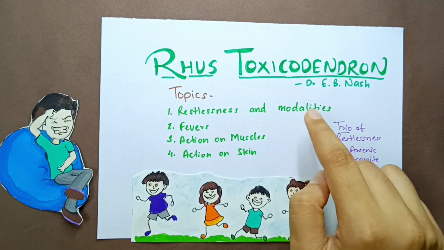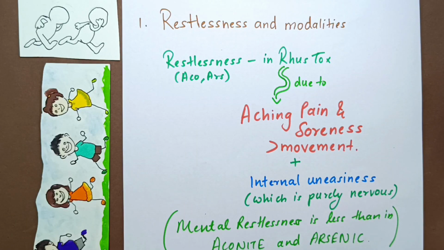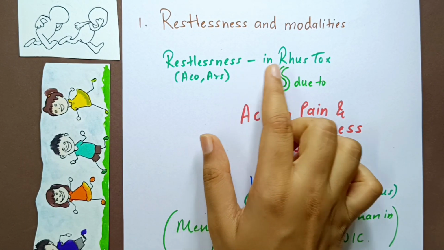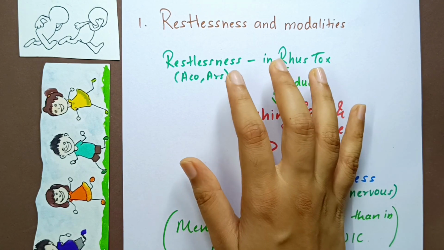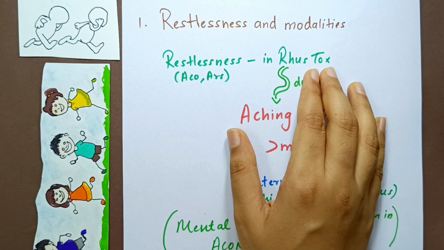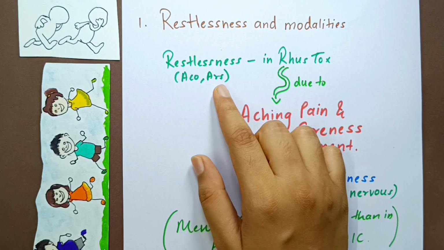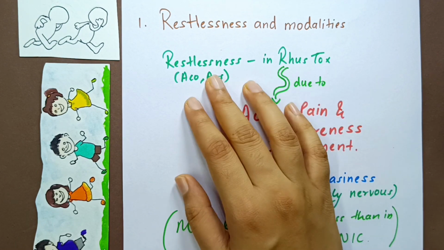Modalities is something that Dr. Nash always focuses on. So let's start with it. As he talks about this, first he mentions that restlessness in Rhus Tox is due to... he tells us the cause of the restlessness that Rhus Tox feels. Aconite and arsenic also have restlessness, and Rhus Tox also has. That is why there is a trio. Then how is it different? What is the cause of this restlessness in Rhus Tox?